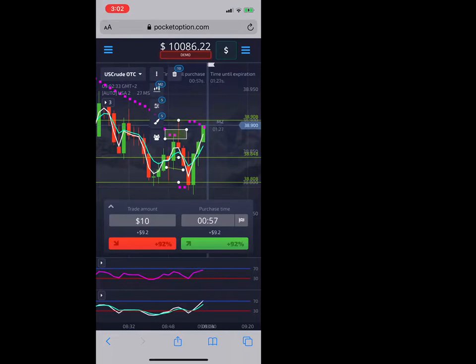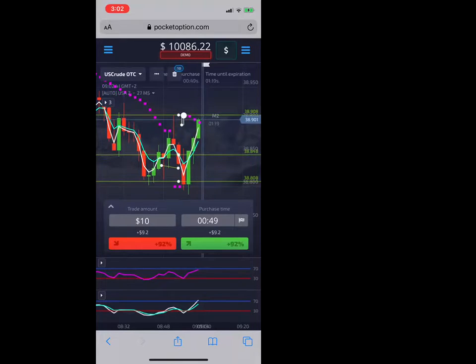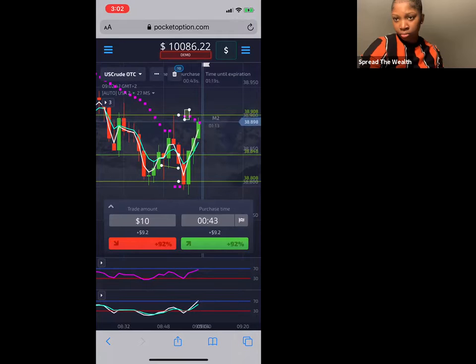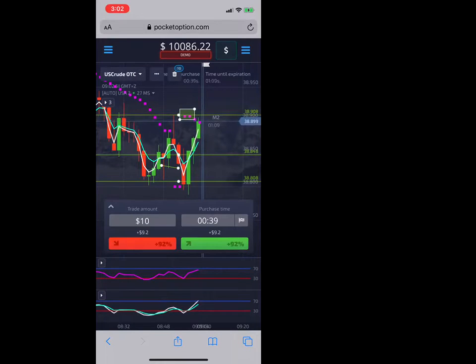See this double parabolic? I would even mark that up, even though it already played out. This double parabolic here, I still would have marked that up too. So as you can see, the market right now just hit that double parabolic, and it should be rejecting.